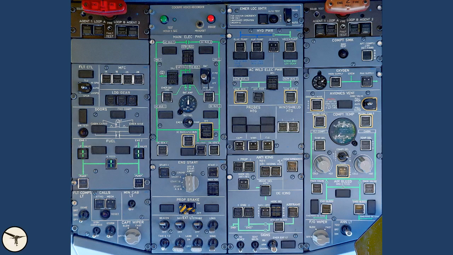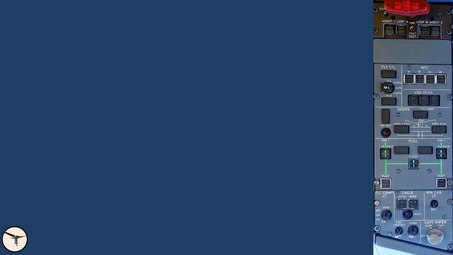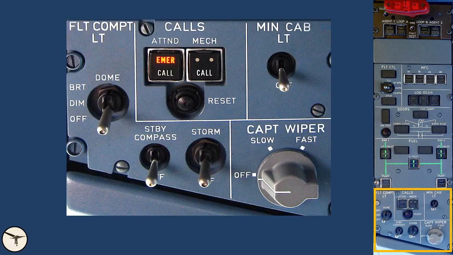The overhead panel is arranged in four rows, starting with the lower part of the first row. We have the panel for the flight compartment lights. The dome lights are the main lights in the cockpit. This switch is for internal light in the standby compass.